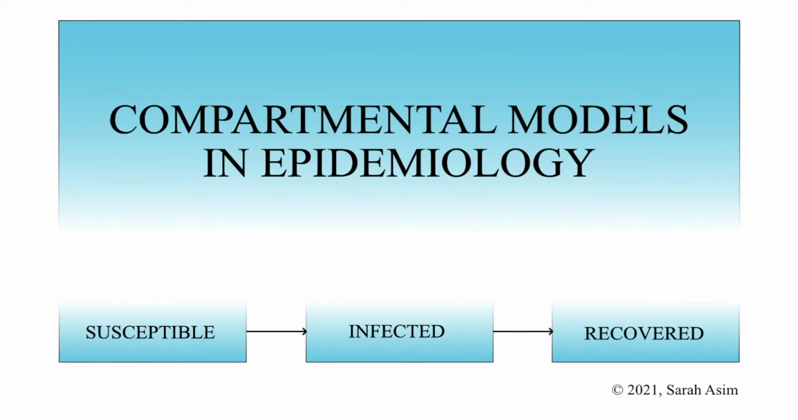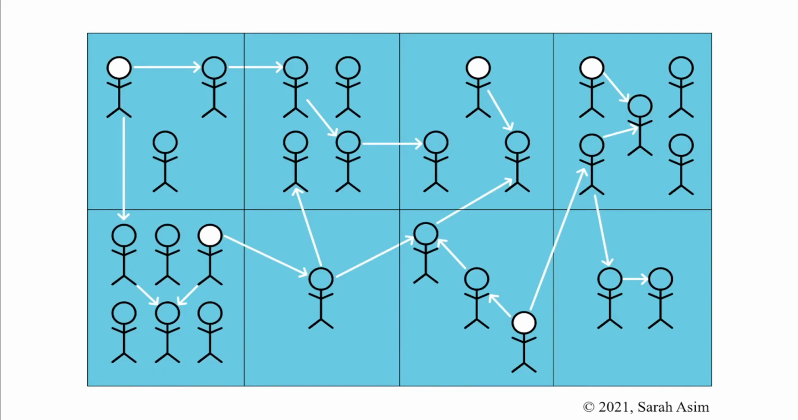Compartmental models in epidemiology. A compartmental model allows us to simulate the evolution of different groups in a population. For example, epidemiologists use compartmental models to track the evolution of infectious diseases. The basic idea is to divide the population into different categories or compartments depending on their stage of the disease.